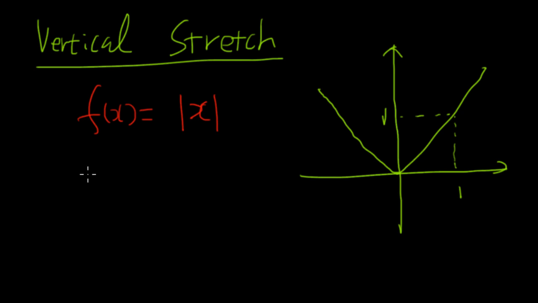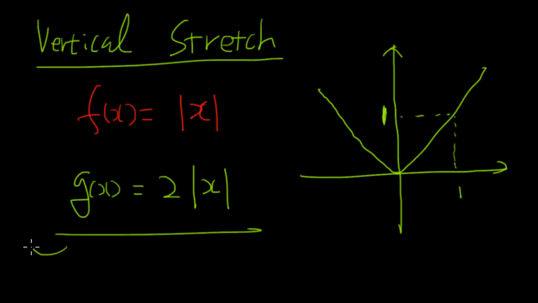Now, let's say you have g of x, which is 2 times f of x. Remember in our previous transformations, it was always just adding or subtracting a number. What if we multiply like this? Multiply by 2. Then this is going to be a vertical stretch, meaning you're going to pull this graph this way, this way. You're going to stretch it out. Right? You're going to stretch it out.